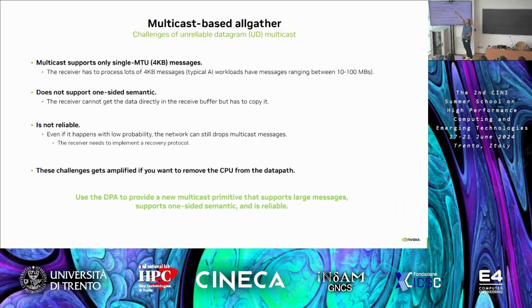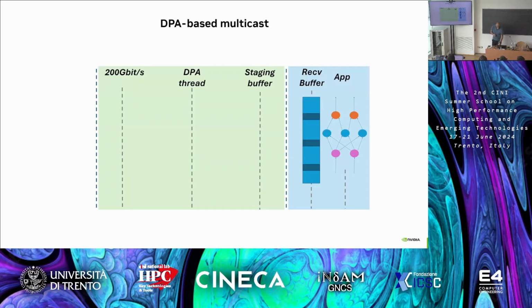So now the application doesn't have to care that the multicast is actually single message, not reliable, and doesn't have one-sided. It's just hidden. There is no such hardware, but it's implemented in software inside the NIC directory, right? So this is what we do.